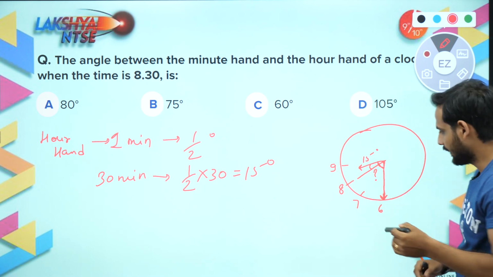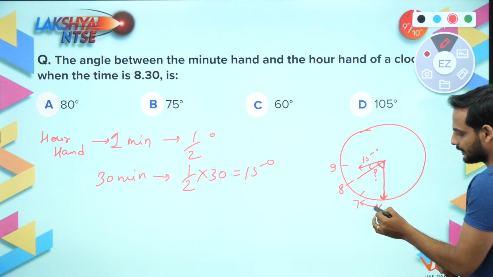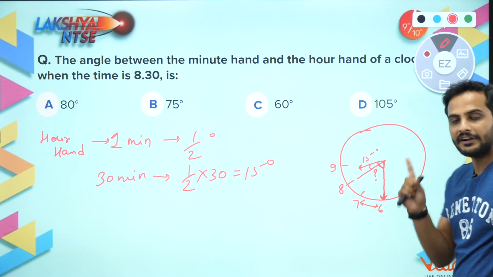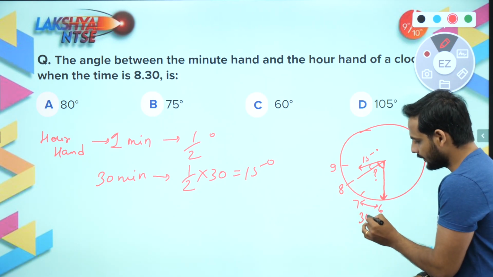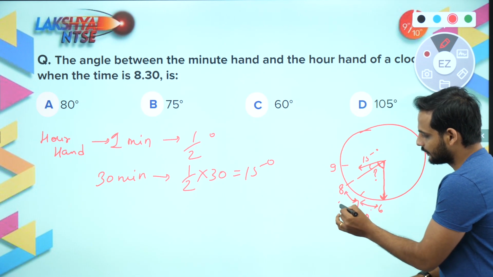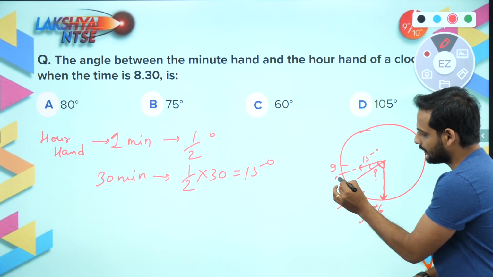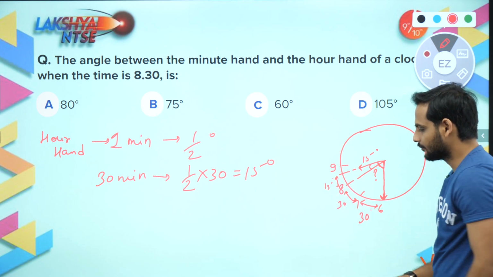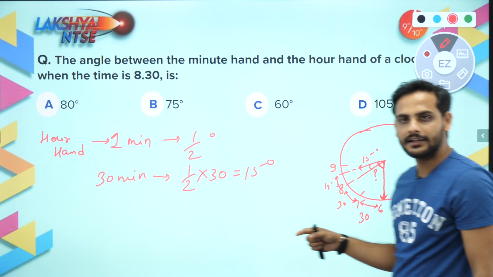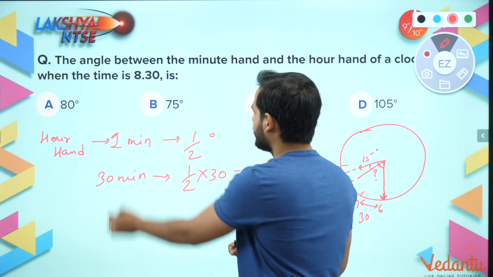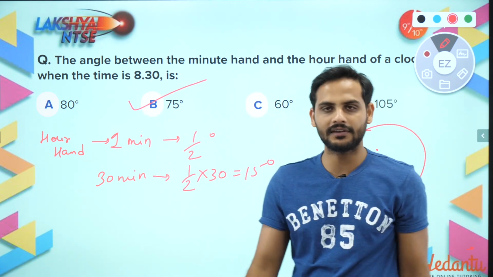And you know, between 1 hour, how many divisions are there? Now see, here 5 divisions, here 5 divisions. So this angle is 30, this angle is also 30, and this part is 15 degrees. So the overall angle is 30 plus 30 plus 15. 30 plus 30 is 60, plus 15 is 75 degrees. That means the angle between them is 75 degrees.